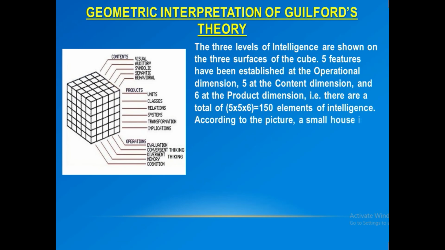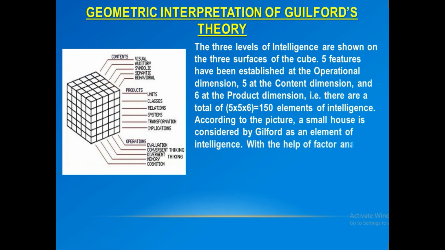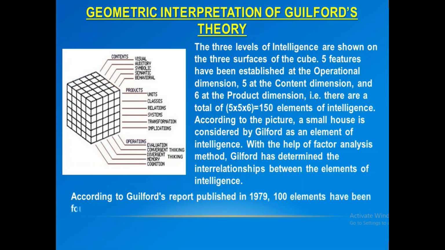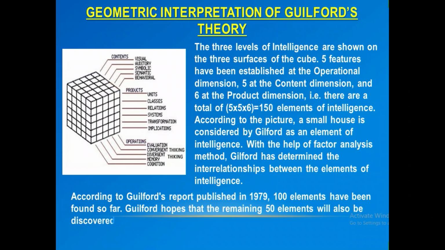According to the picture, a small cube is considered by Guilford as an element of intelligence. With the help of the factor analysis method, Guilford has determined the interrelationship between the elements of intelligence. According to Guilford's report published in 1979, 100 elements have been found so far. Guilford hopes that the remaining 50 elements will also be discovered.